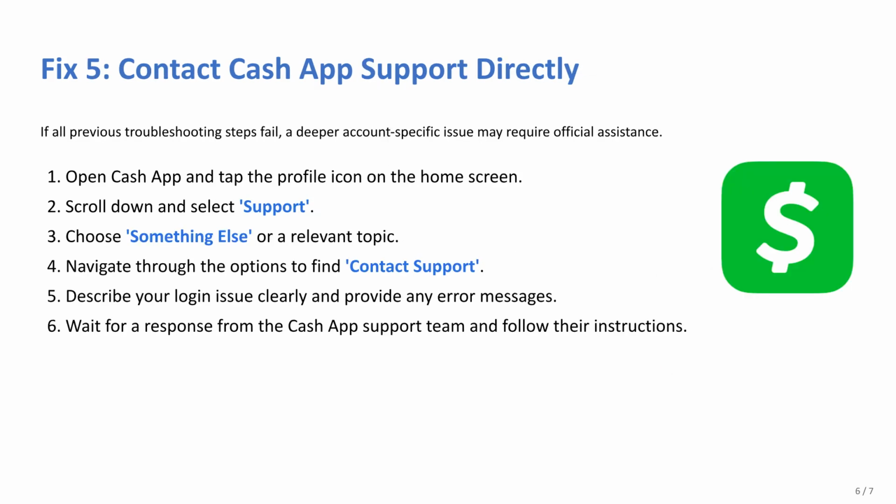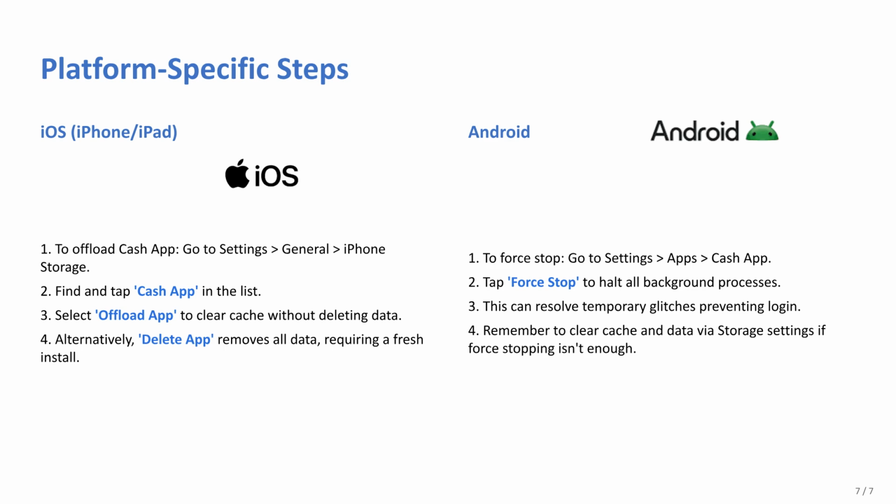If troubleshooting steps don't work, contact Cash App support directly. Open the app, go to your profile, select Support, and choose a relevant topic. Navigate to Contact Support, describe your issue clearly, and wait for a response from the team to assist you further.